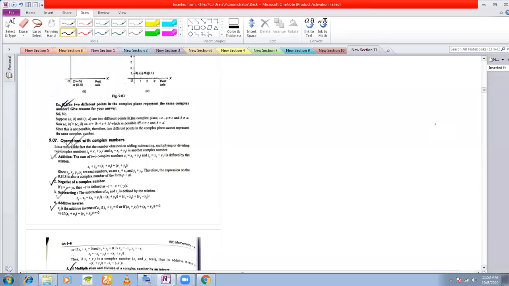Next we come to operations on complex numbers. What do we mean by operations on complex numbers? How you add, subtract, divide, and multiply complex numbers. These are all operations on complex numbers. The first operation that we discuss on complex numbers is addition: how two complex numbers are added.